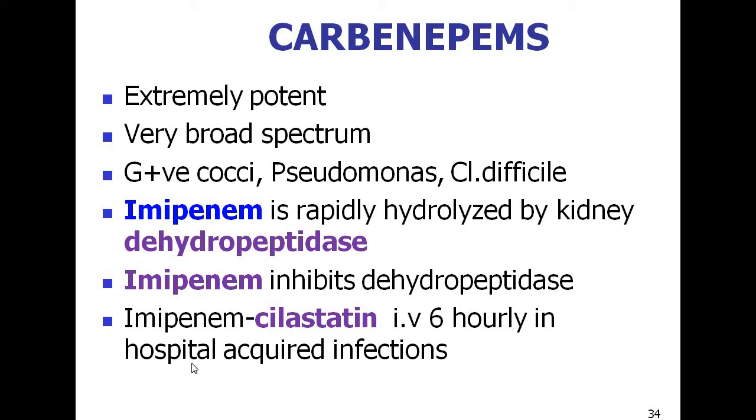mostly reserved for hospital acquired infections. So please make a correction here. This is cilastatin. So imipenem-cilastatin is a frequently asked 3-mark question. The reason is imipenem's rapid hydrolysis by renal dehydropeptidase. Cilastatin is a dehydropeptidase inhibitor, therefore it prevents the breakdown of imipenem.